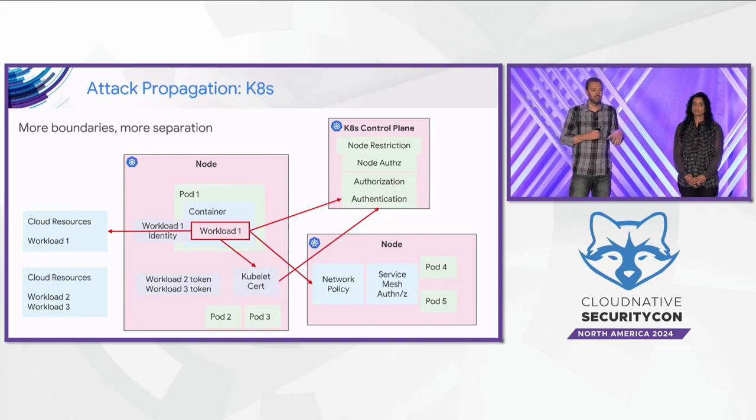If you break out of the container, then you've got access to the credentials on the node. So you can use the kubelet certificate to talk to the control plane. You're still in a bit of a box, though. So the node restriction admission and the node authorizer both constrain what you can do with that kubelet credential. And so you don't have access to everything. You've got access to the stuff that the kubelet needs to run those workloads. And then similarly, you can get access to the other tokens for the other workloads running on that node. So TLDR here is that more boundaries and more separation is a common operating model for Kubernetes compared to Ray inside the cluster.